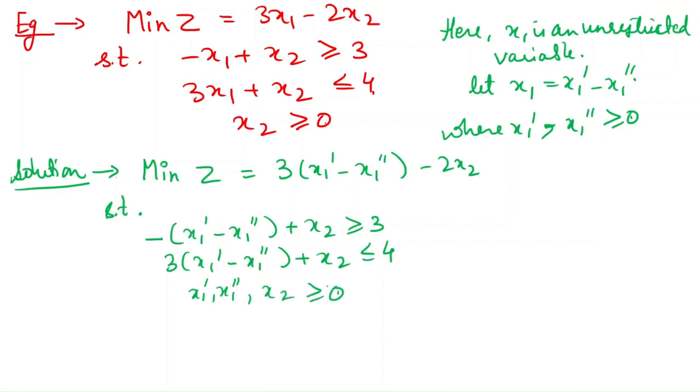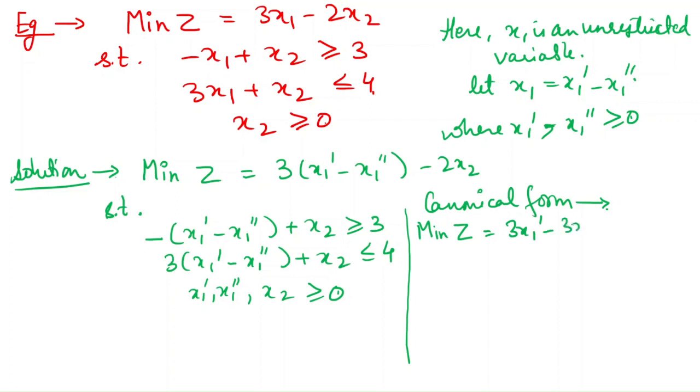So now this is our linear programming problem. Now we'll be converting this into the canonical form. So as you could see, the canonical form would be of this. I'll write here. In the canonical form, the objective function is of the minimized type. So minimization. So it is 3x1 dash minus 3x1 double dash minus 2x2, and subject to the constraints.